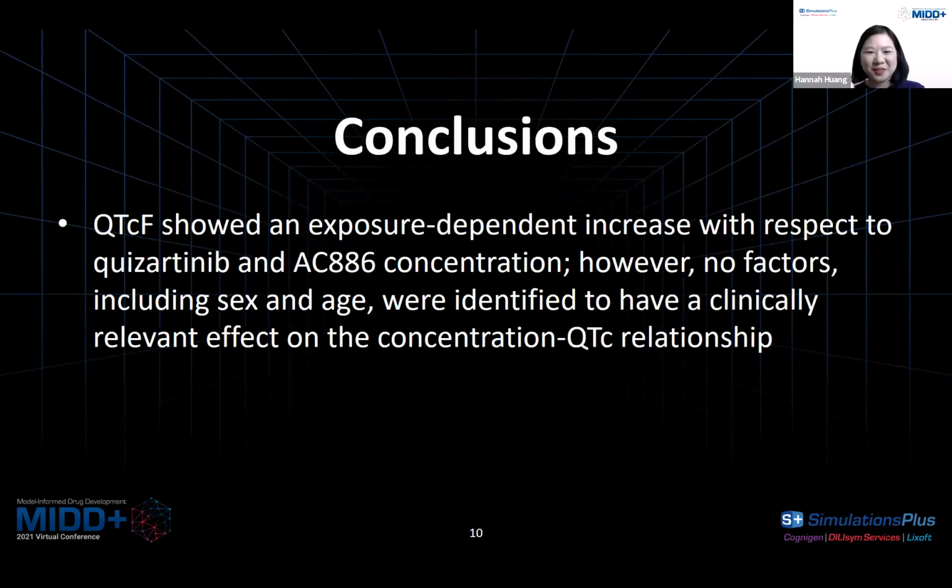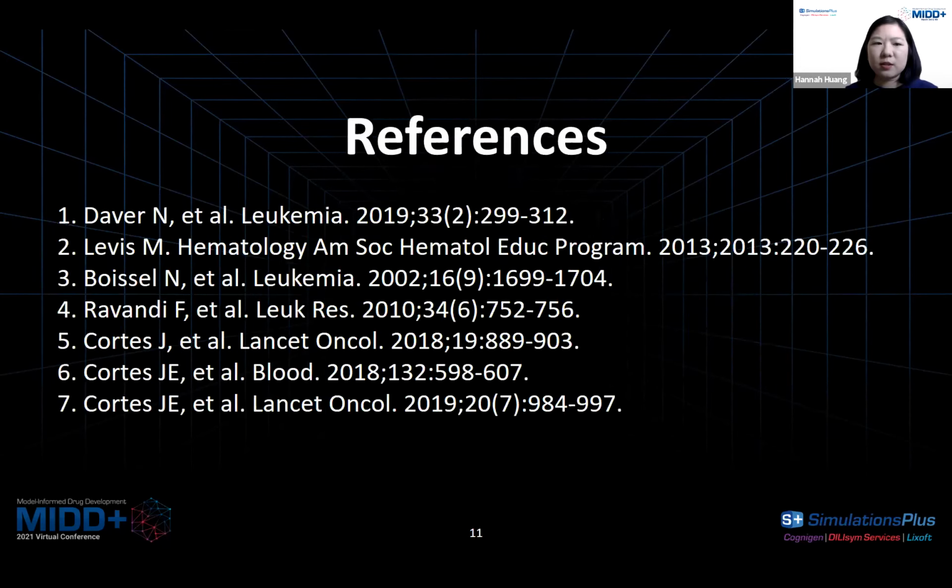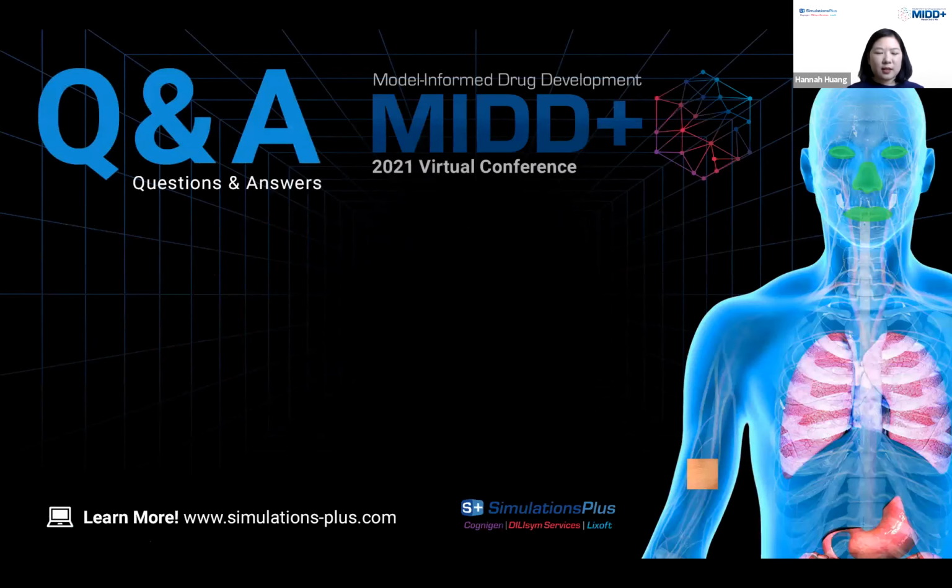Yes, almost. From this modeling and simulation activity, we were able to conclude that the QTcF increases with the increase of concentration of both quizartinib and metabolite AC886, and none of the covariates evaluated was identified as having statistically significant effect on the concentration-QTc relationship. So that was the end.